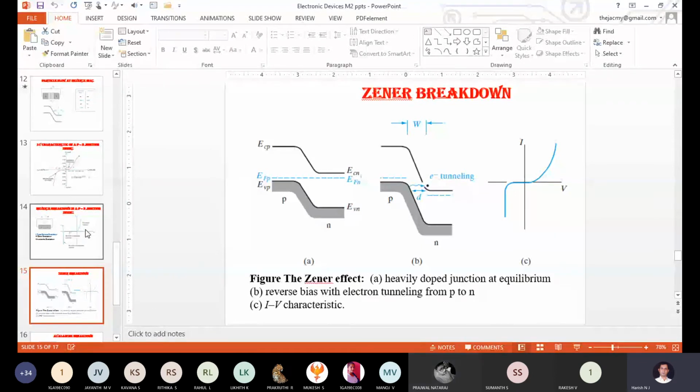Avalanche breakdown is only due to the collision process. Due to collision, a new electron-hole pair will be initiated. When the covalent bond ruptures, only electrons are released, not holes. Again, in one covalent bond there are two electrons, so an electron pair will be initiated.